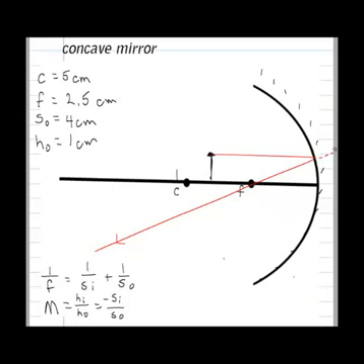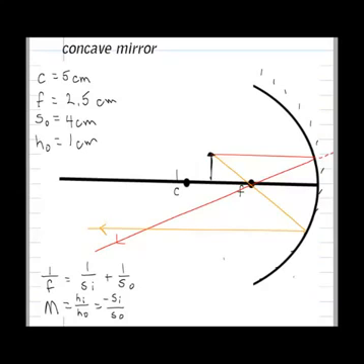and it goes at the same angle that the reflection went off at. The next ray is going to go through the focal point straight onto the mirror, and we know that it reflects parallel to the optical axis, and so it reflects like this, parallel off.